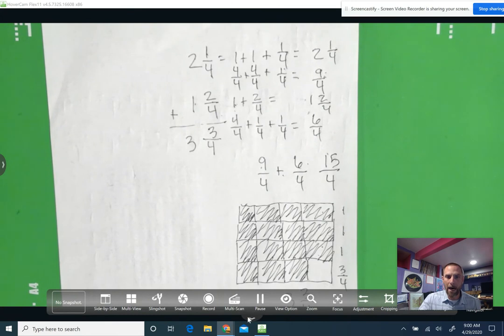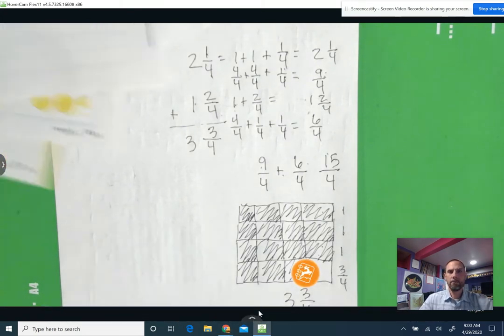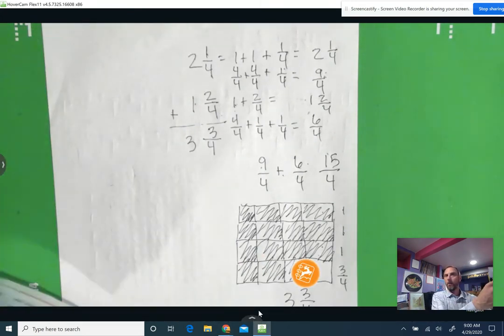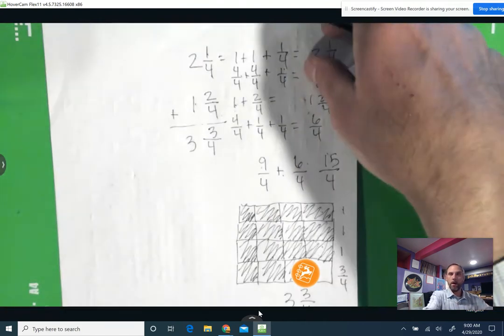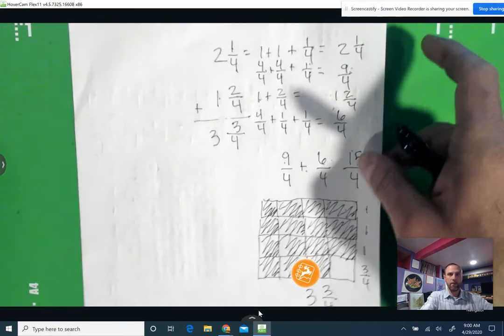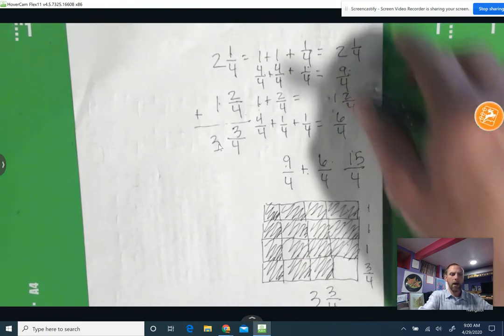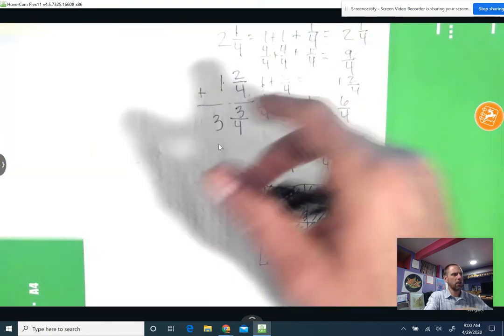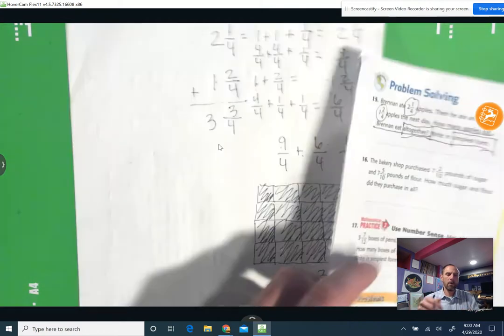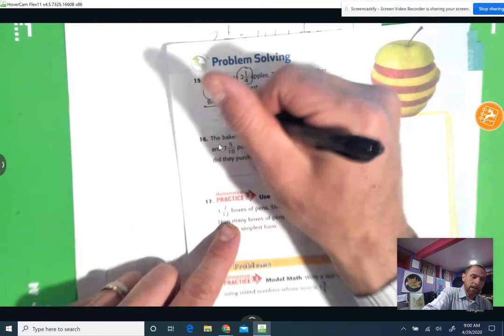Why do mixed numbers look the way they do? Why are mixed numbers mixed numbers? Why are improper fractions improper? All these little icons are just getting in the way. So now let's take a look at one more problem as we write the answer down to 15.